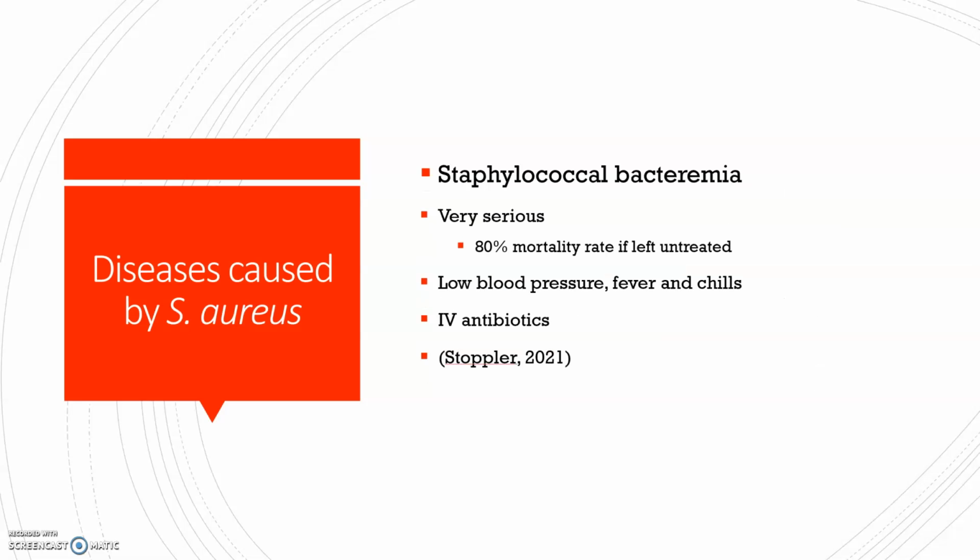Another disease is staphylococcal bacteremia, and this is really serious. It has about an 80% mortality rate if it's left untreated. Symptoms are low blood pressure, fever, and chills. And this is when the infection has gotten to your blood. It's really important to get this treated and taken care of as quickly as possible, usually through IV antibiotics, something like vancomycin or clindamycin, something that Staph aureus is really susceptible to.